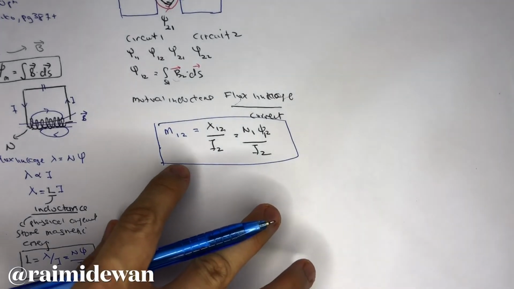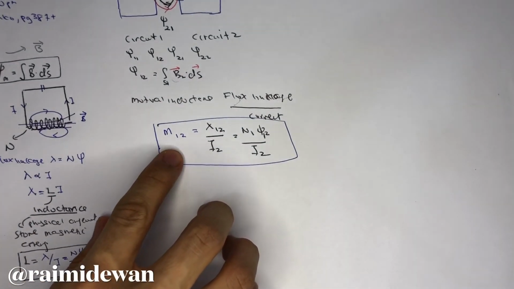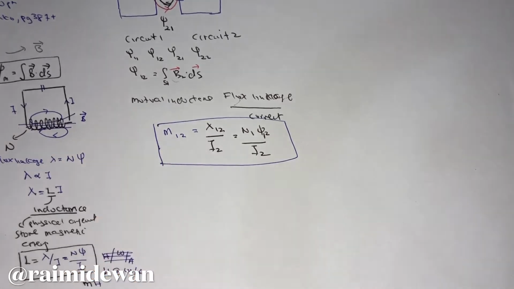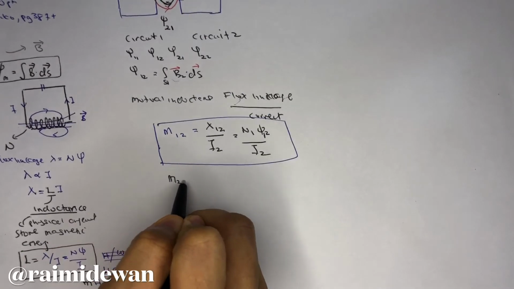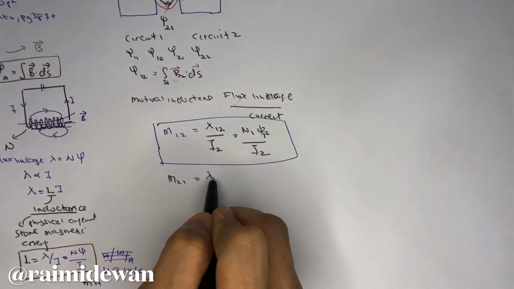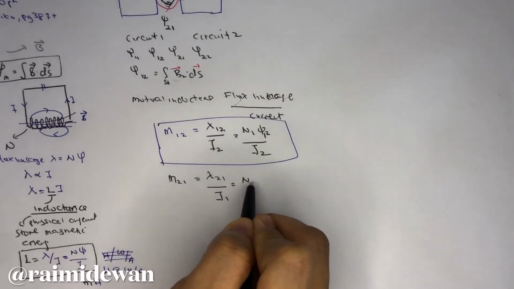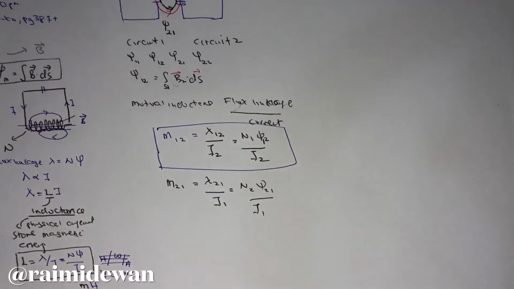So you have this M12, which is the mutual inductance on this circuit 1. How about if we have mutual inductance in circuit 2? You guys can always refer to the textbook. I'm just doing the summarizing. So similarly, it will be like this.